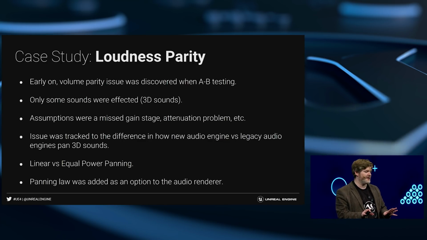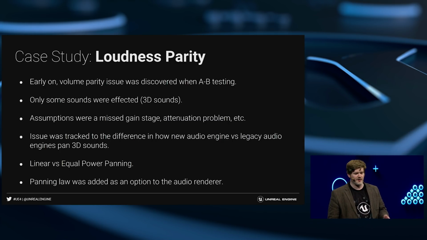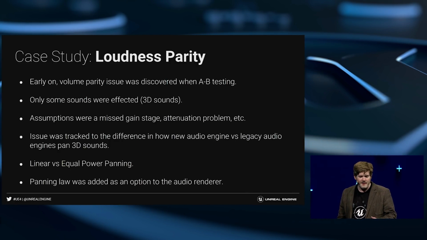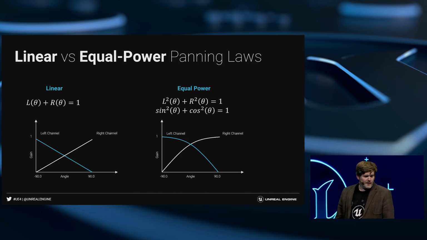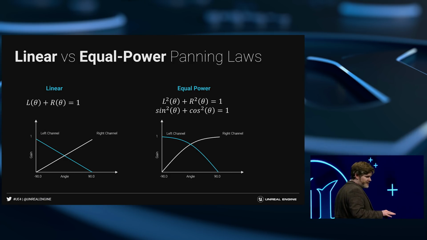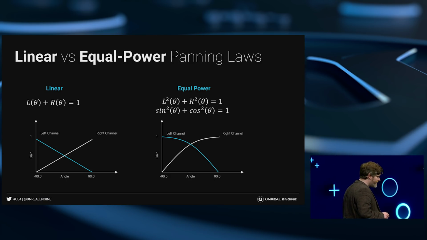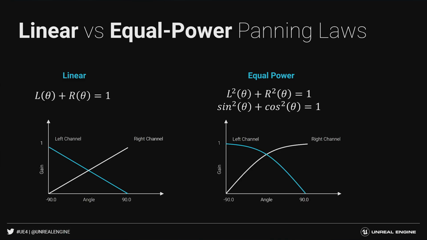So the TLDR of that is Fortnite is linear panning, and the new audio engine was by default equal power panning. And I just want to go into a little bit of detail about what that means for people who aren't audio programmers. On the left here is linear panning, and on the right here is equal power panning. Linear is like what you'd expect. This would be, for example, a stereo mix. It would be the same sort of thing with surround sound.